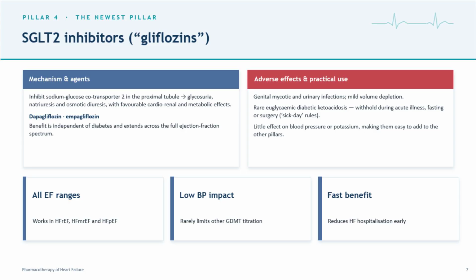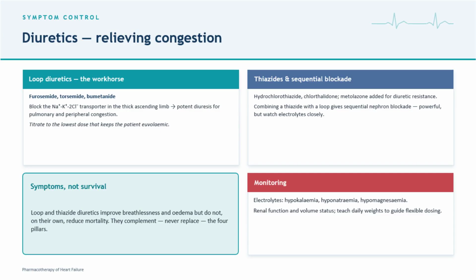And here's the jaw dropper: the benefit is completely independent of diabetes. You don't need to be diabetic to benefit, and it works right across the ejection fraction spectrum, HFrEF, HFmrEF and HFpEF. Practical tips: watch for genital and urinary infections, mild volume depletion, and that rare euglycemic DKA. So teach your sick day rules: hold it during acute illness, fasting or surgery. Best part: barely touches blood pressure or potassium, so it's an absolute breeze to add on top of the other pillars. Now let's talk symptom control: diuretics.